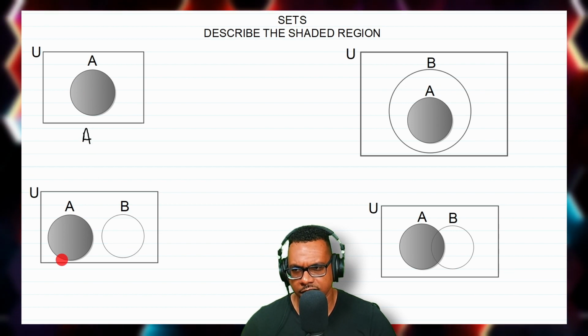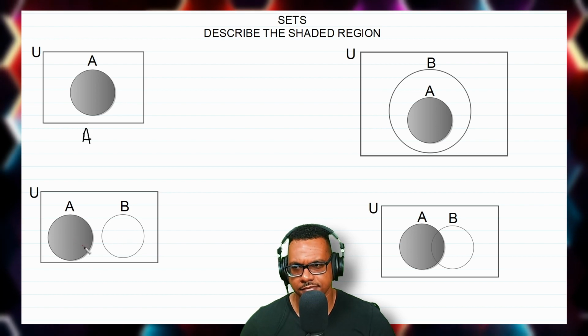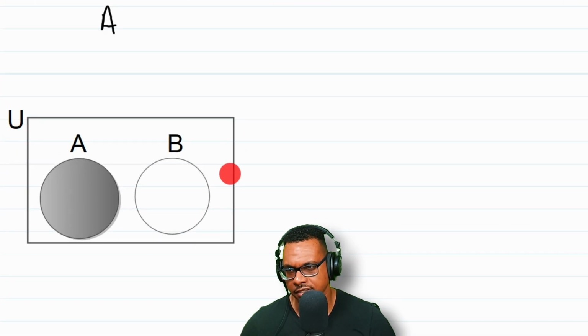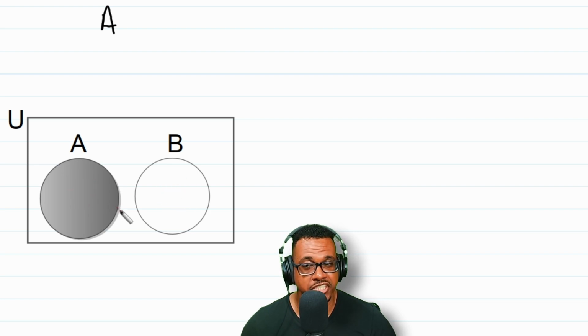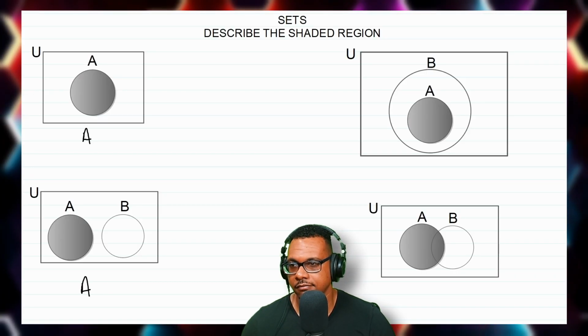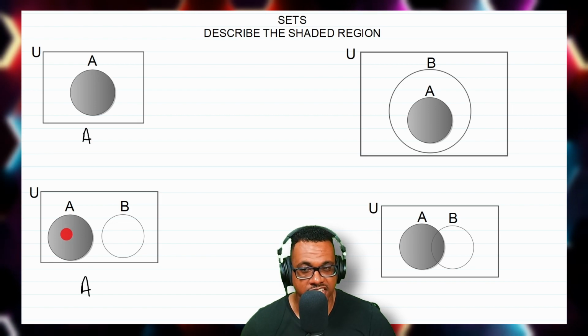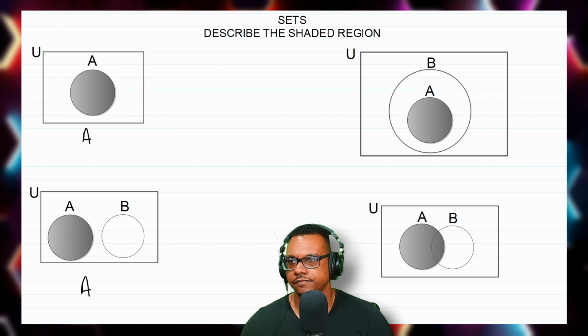Now if we come down here to where we have two disjoint sets, our universal set again is the rectangle. We have set A and set B being disjoint sets. But notice only set A is shaded. Set B is not shaded. Therefore, to describe the shaded region here, it would just be set A. So all we have to write is A, meaning that this shaded region is just set A.